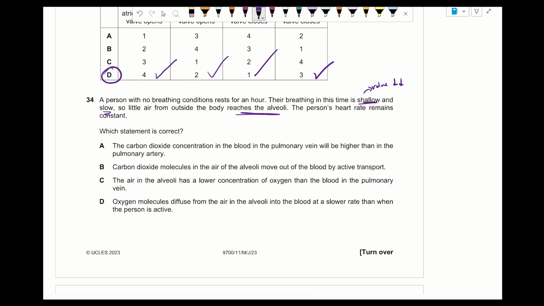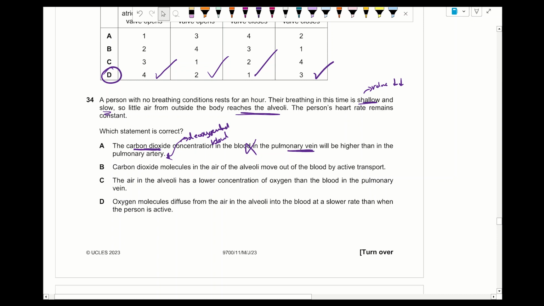A. The carbon dioxide concentration in the blood in the pulmonary vein will be higher than in the pulmonary artery. So, carbon dioxide concentration is higher at the pulmonary artery because the pulmonary artery goes from the right ventricle into the lungs. And the reason why it does so is because it carries deoxygenated blood. And for it to carry deoxygenated blood, that means that the pulmonary artery contains a higher proportion of carbon dioxide since it contains deoxygenated blood. Therefore, the wording is totally incorrect.